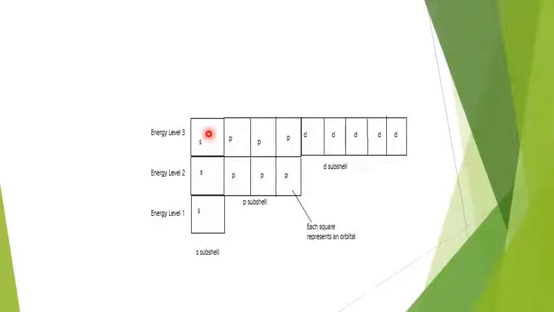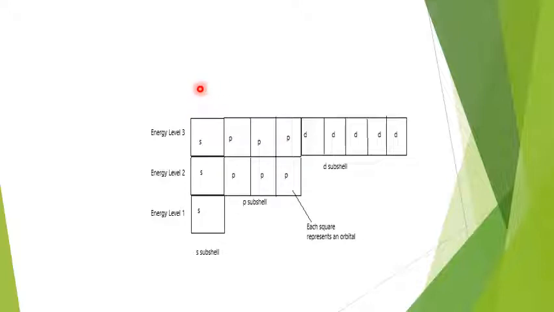Energy level 3 can have an S subshell with 1 S orbital, a P subshell with 3 P orbitals, and a D subshell with D orbitals, 5 of them. And if we want, we can keep on building.